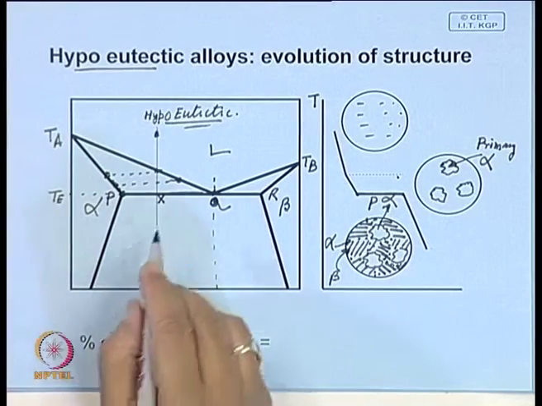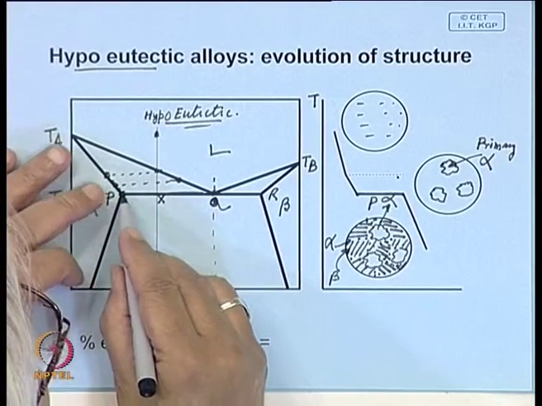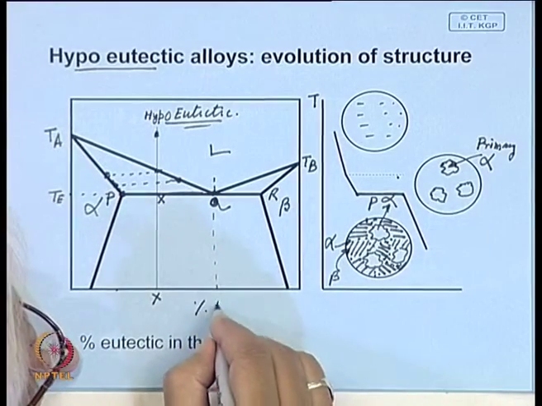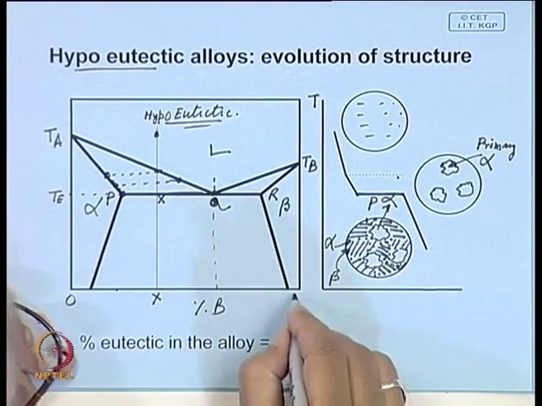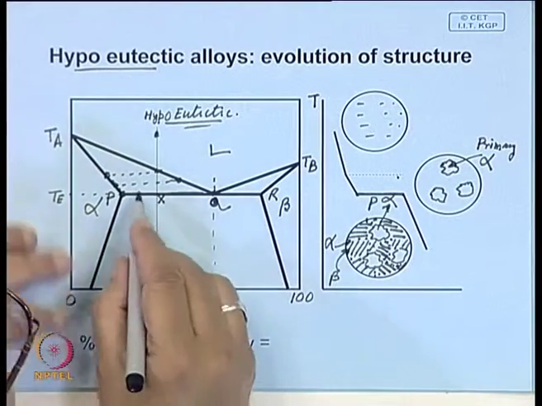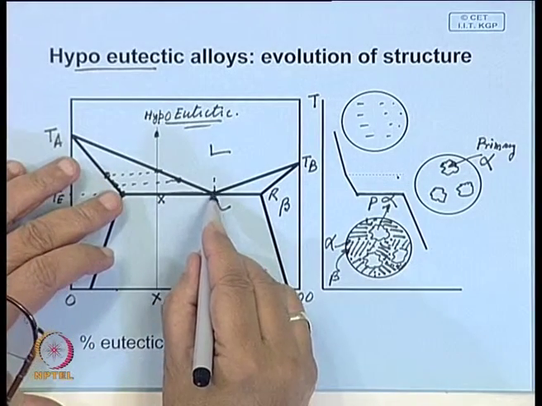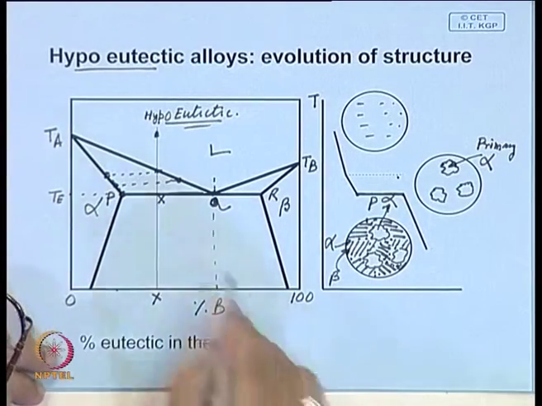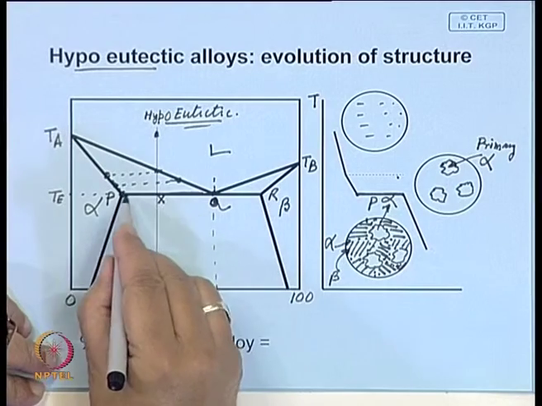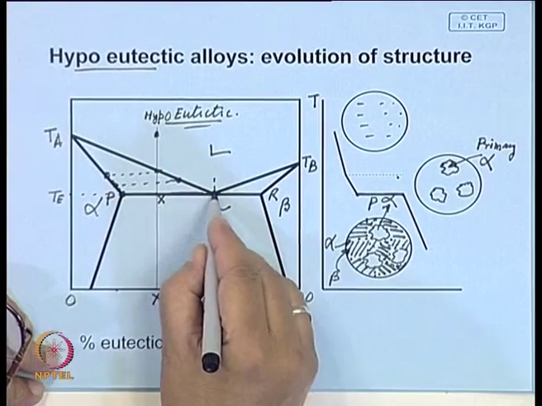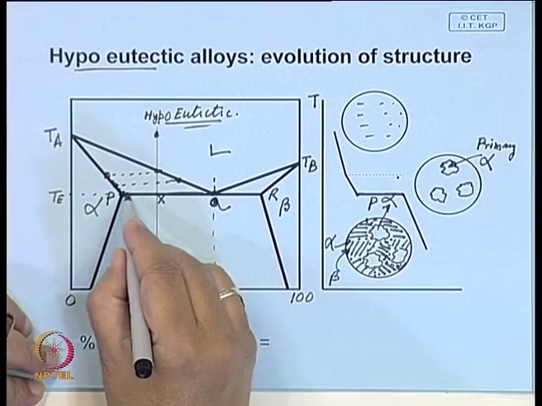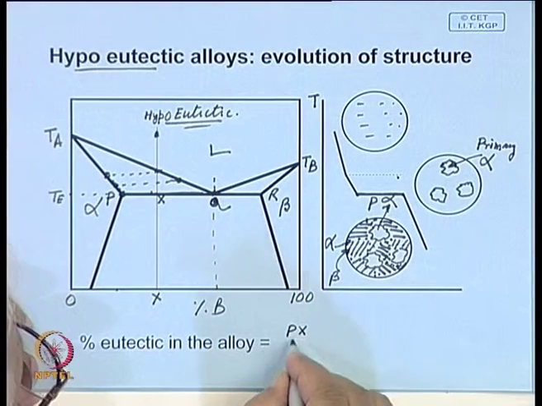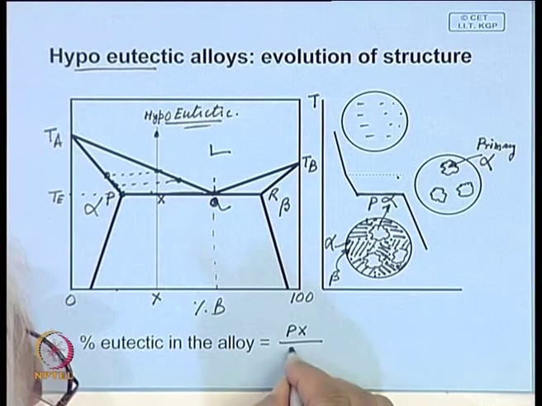So, what you need to do? You read the coordinate P from this composition axis, percentage P, that is 0, this is 100, and this is the composition of the eutectic. The amount of eutectic in the alloy will be proportional to the opposite arm of the lever. This is the eutectic composition, Px is the amount of eutectic. So, this is Px by Pq.